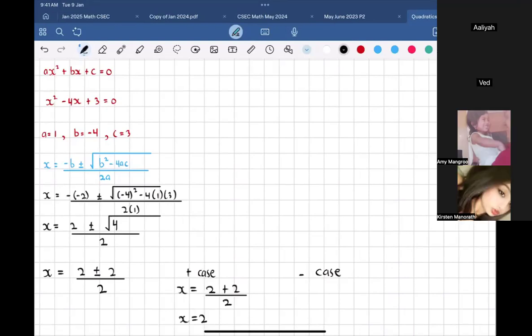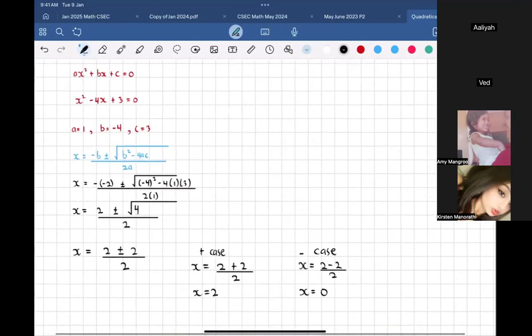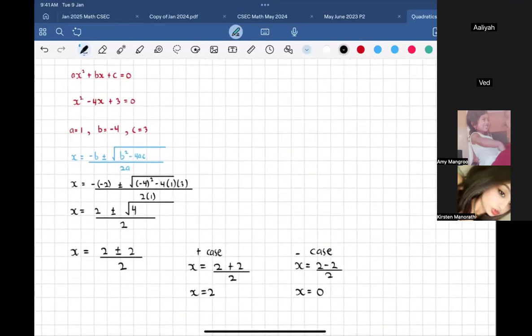Can I hear Vade? Aliyah, what would the negative case look like? 2 minus 2 over 2. This one real hard. Where's 2 minus 2? 0. Where's 0 over 2? 0. All right.